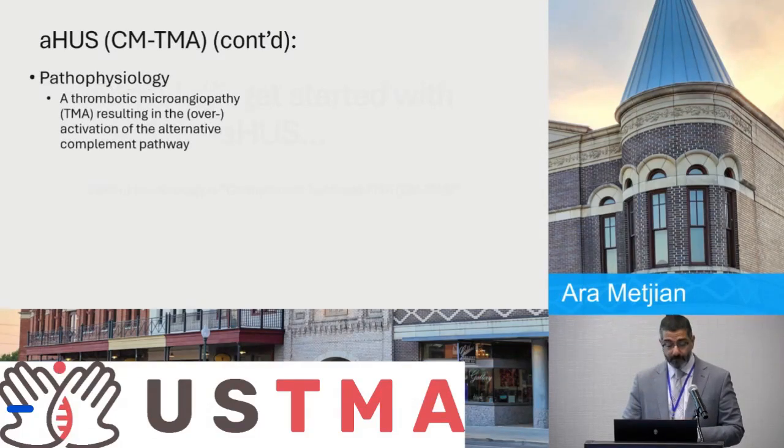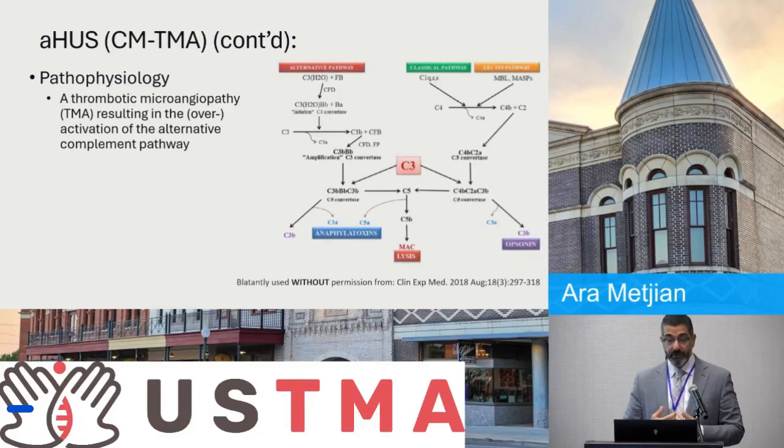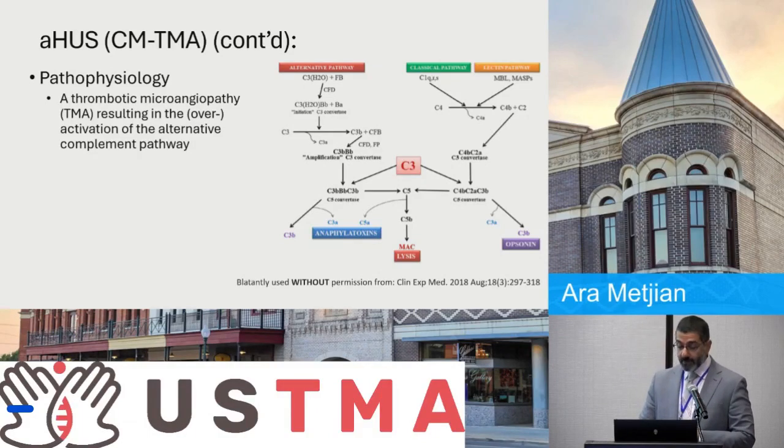But what does this stem from? This is for the people in the room or online who are just learning about this. This thrombotic microangiopathy is caused when there is an overactivation of this part of the immune system called complement. And this is what it looks like. We put this up to torture medical students, give them nightmares, and they have to learn this. But there are three separate pathways. I don't have a laser.